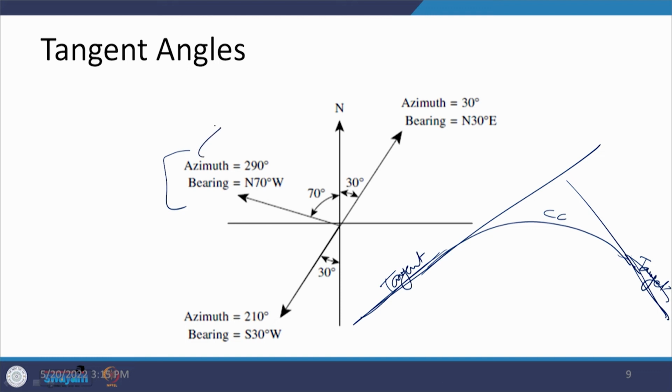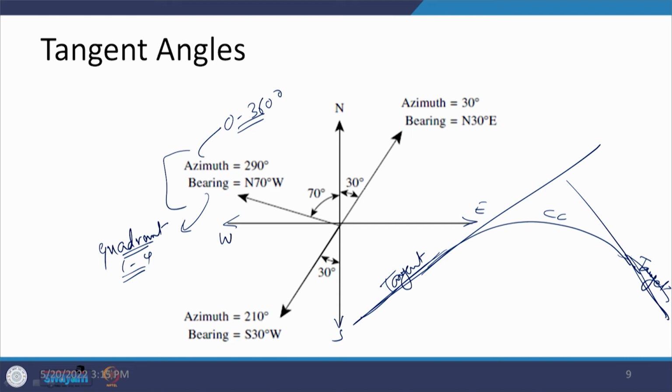Azimuth means we are talking about a range of 0 to 360 degrees, but when we are talking about bearing, then you are talking about the quadrant system. So, you have 1 to 4 quadrants, and depending on that, the values are going to be defined. So, you have north, south, east, west.